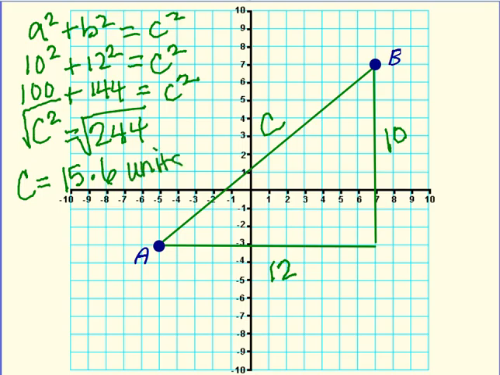Sometimes we'll be given units, so centimeters, inches, feet, miles, whatever units they're going to give us. If units are missing, we're going to put the word units in their place, just so that we can remember never to forget our units. This line is 15.6 units long, and that's how long it would take me to get from A to B.